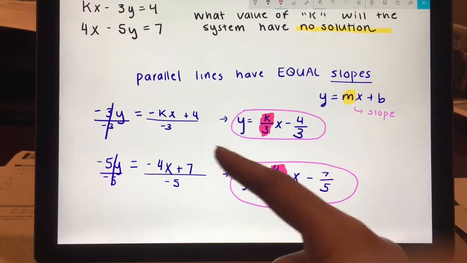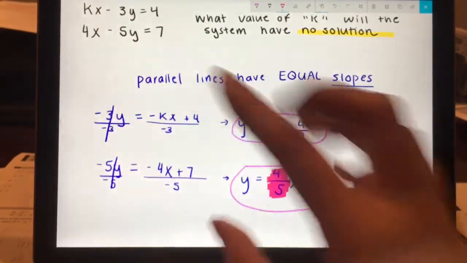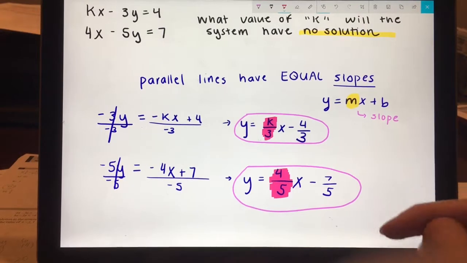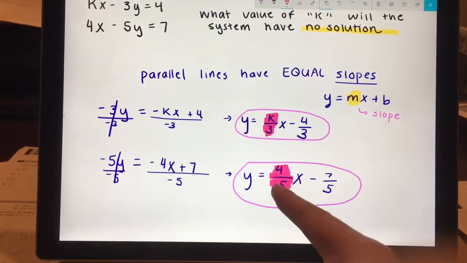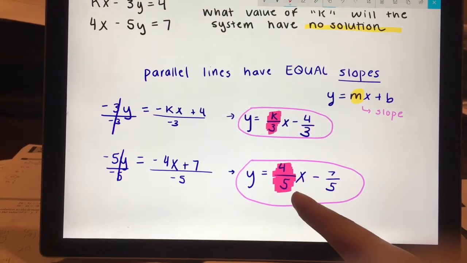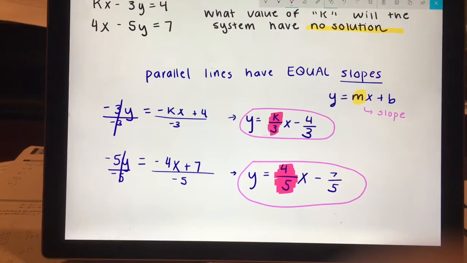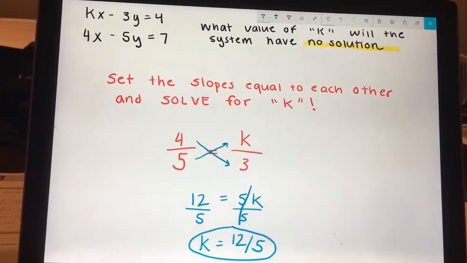So now we have the confusing, crazy looking line equations into forms that we recognize, the y equals mx plus b form. So the slope of the line here is k over 3, and the slope of the line here is 4 over 5. And we know if these lines are going to be parallel, their slopes have to be equal. So I set the slopes equal to each other and solve for k.